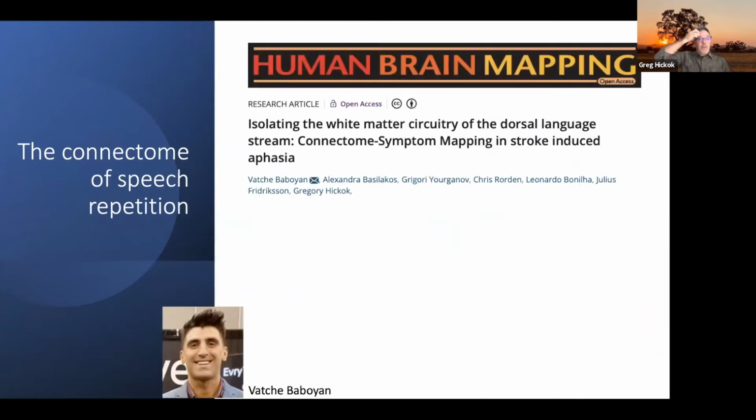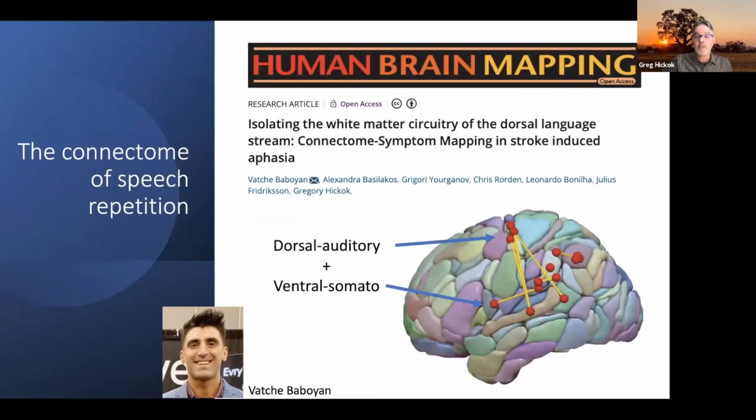Vache Baboyan was very interested in mapping these in a data-driven way. So rather than just asking whether the arcuate fasciculus was involved or SLF2 or 3 or whatever, he took a large sample. This is in collaboration with the C-STAR group of stroke patients, and used machine learning and out of sample prediction to identify pairwise connectivity following stroke that was correlated or predictive of repetition ability. And this is the map he got.